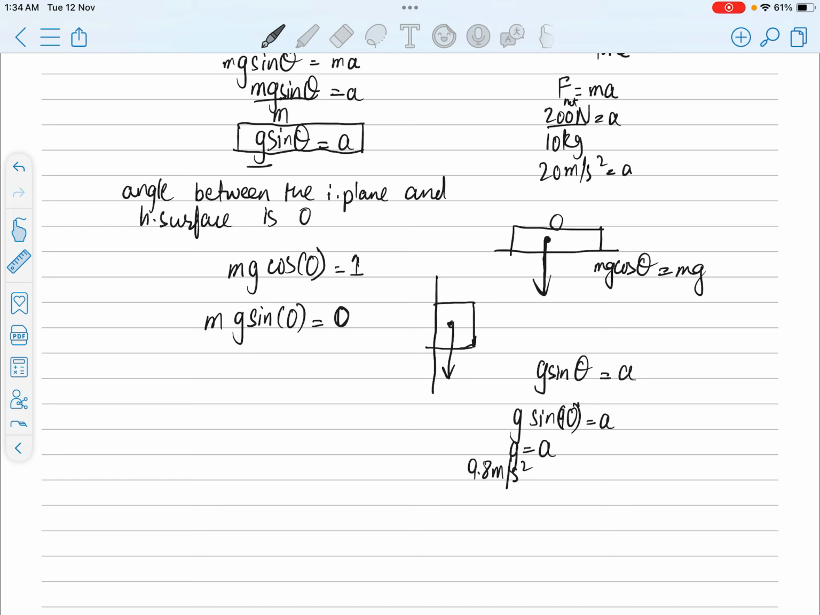So when the body is falling vertically, only the parallel component of weight is responsible for accelerating the body down, because g cos 90 is actually 0. So the perpendicular component is not responsible for accelerating the body in this case.